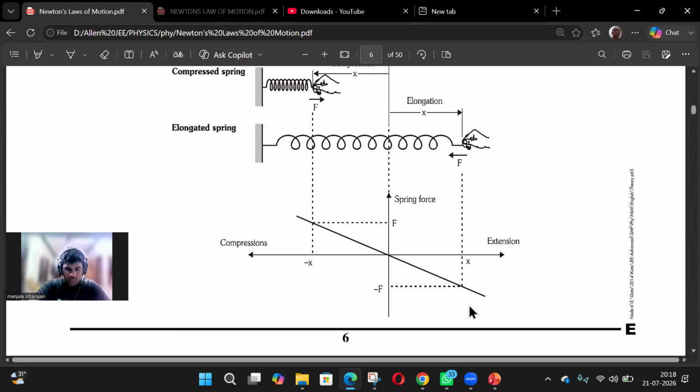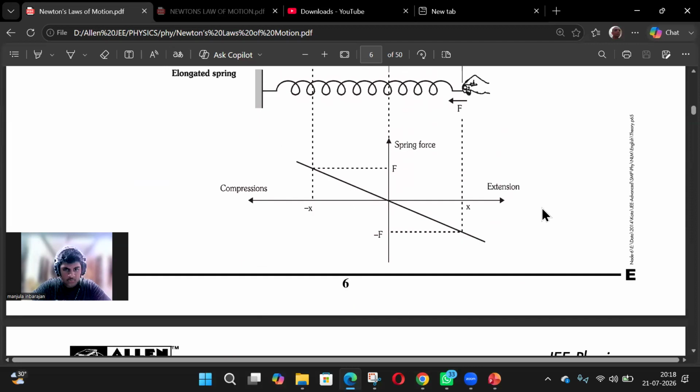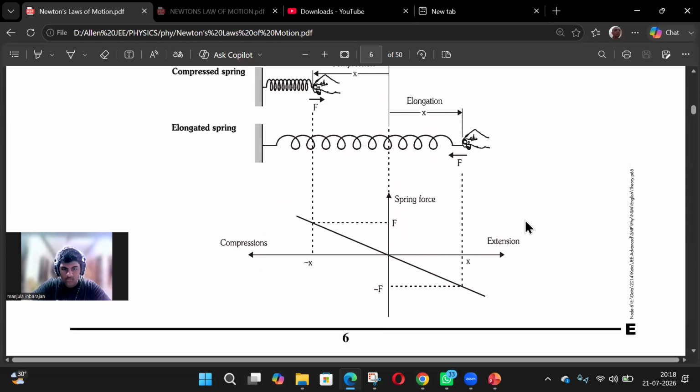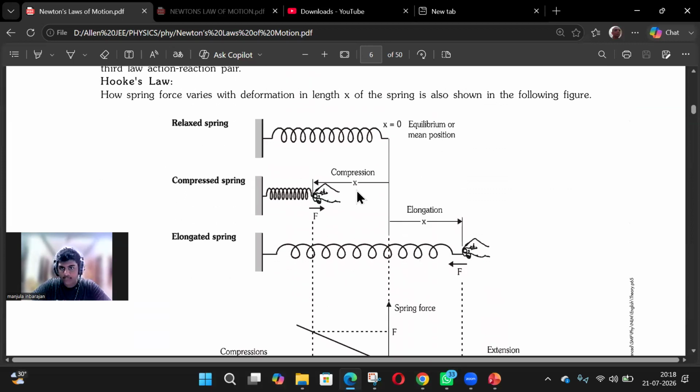This straight line relation between the force, which is the input, and the output, which is the extension or compression. It will be extension if the force is a pulling force, and compression if the force is a pushing force. So the straight line is Hooke's law. F is proportional to x, and F equals k into x. It is minus kx, because the minus sign indicates the direction of the force is towards the relaxed position. While compression, x is negative but force is positive, towards right. While elongation, x is positive but the force is negative.